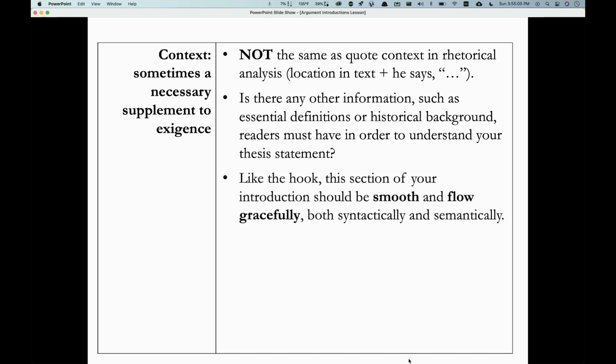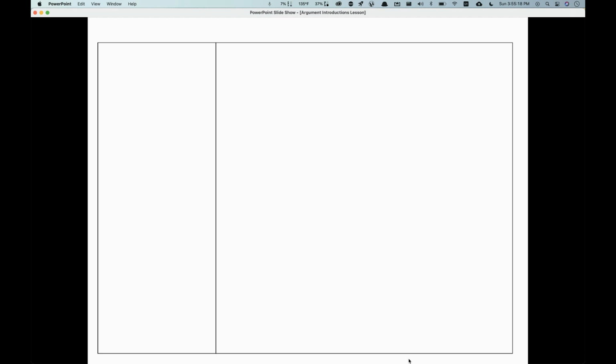Don't forget, just like the hook, this entire section of your introduction should be smooth. It should flow gracefully. There should be no speed bumps syntactically or semantically in your pieces. So now we're going to get to the thesis statement, the most important part of your introduction. If you had only 1 minute to write an introduction, just skip everything else and write a clear thesis statement.